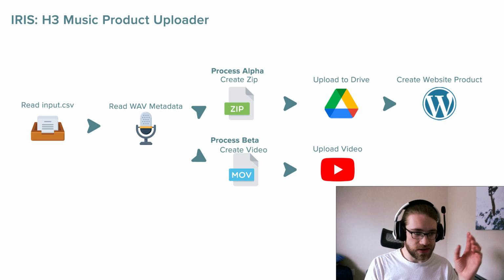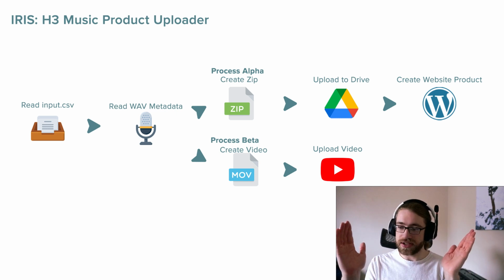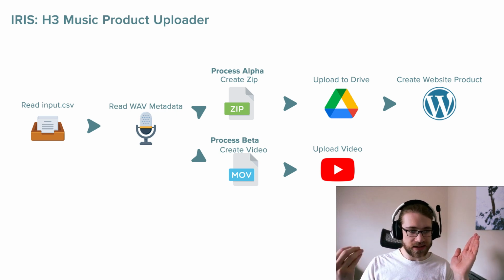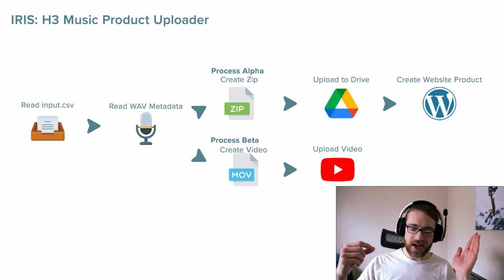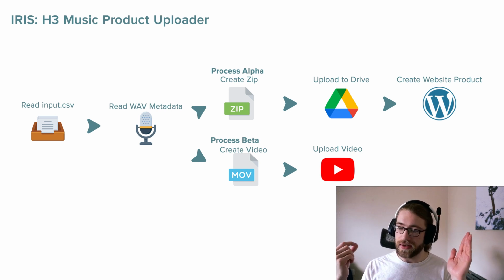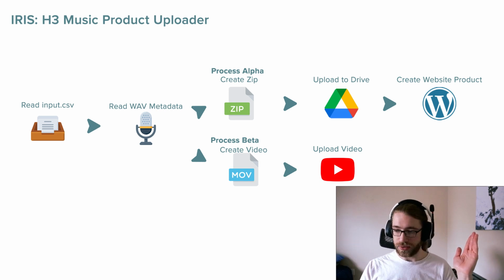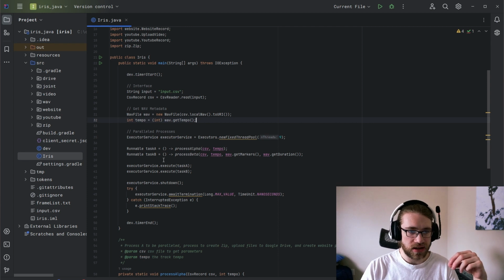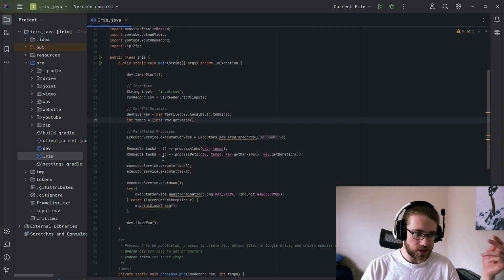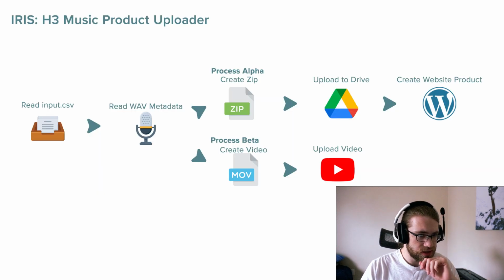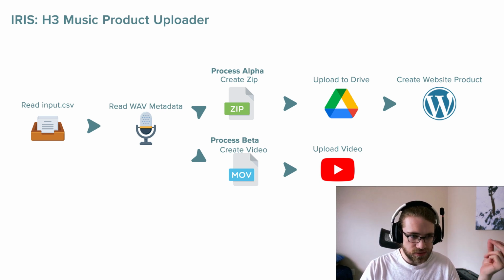The process beta function, which is happening at the same time but doing different things, creates the video. It edits the video and exports it using FFmpeg, and then it uploads that video to YouTube. Process alpha and process beta are run concurrently using executors and runnables. Let's go and check out process alpha. Process alpha is the one that creates the zip file, uploads everything to Google Drive, and then creates the website record.